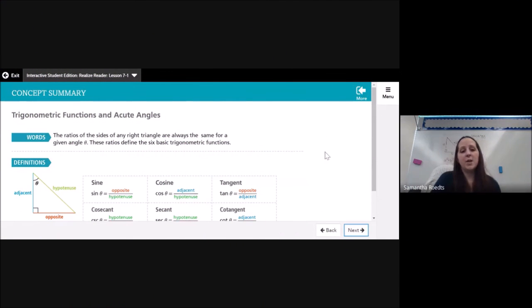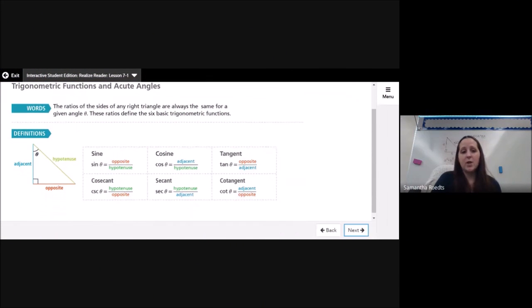Concept summary: trigonometric functions and acute angles. So in words, the ratios of the sides of any right triangle are always the same for the given angle theta. These ratios define the 6 basic trigonometric functions.